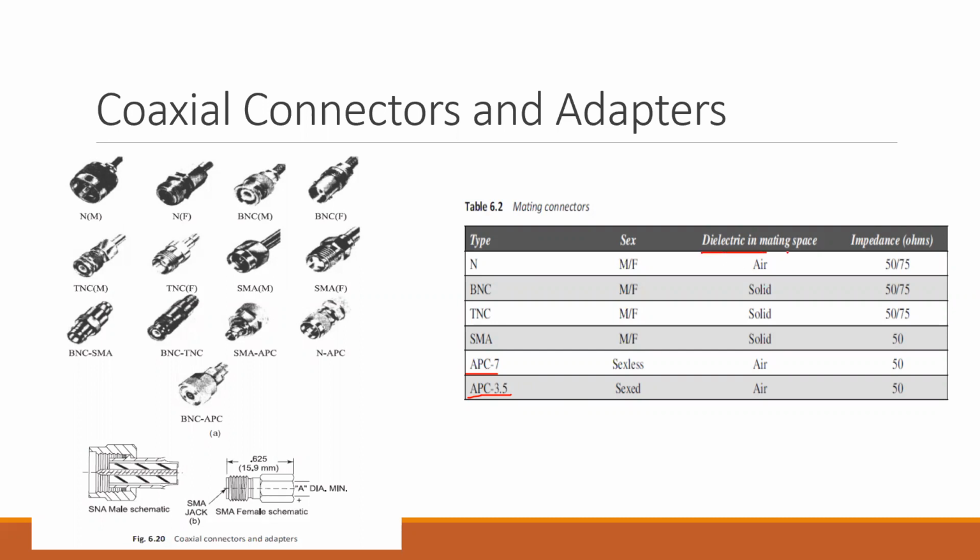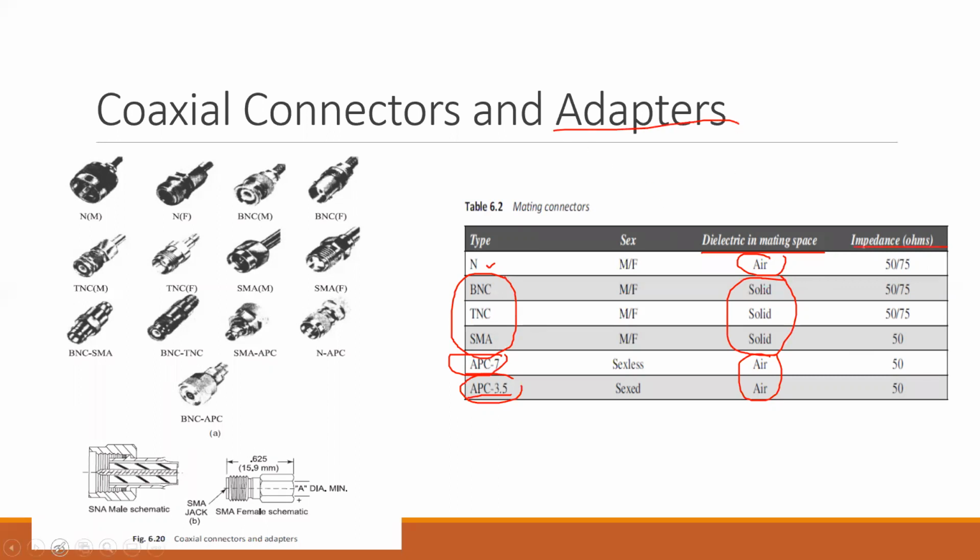And here we can see the dielectric spacing which is present in order to establish that connection. For the Navy type connector, you have air, then you have APC 7 and APC 3.5 utilizing air as the dielectric material. Whereas for BNC, TNC, and SMA, a solid material is utilized as the dielectric material for meeting space. And as it specifies, these are the adapters.